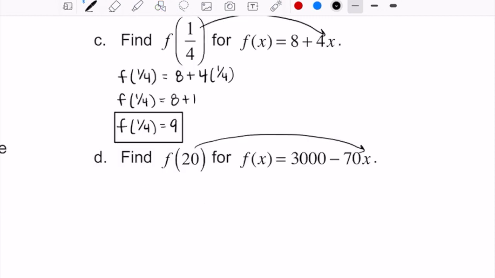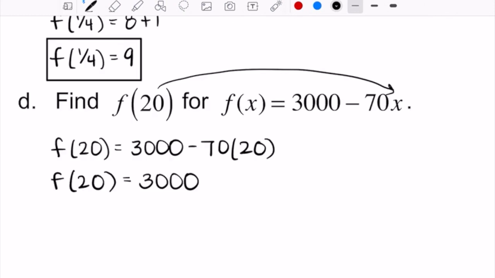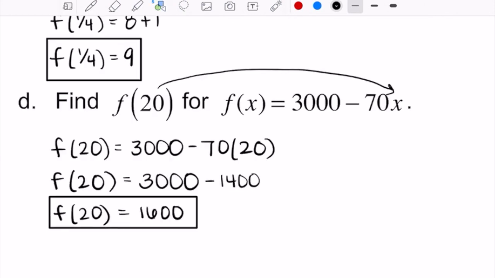And then lastly, on this one, I'm going to plug in a 20 because I want to find f of 20. And so PEMDAS says that I multiply first. So 70 times 20 gives me 1400, and then I'll finish by subtracting. So on this one, I get f of 20 is equal to 1600.